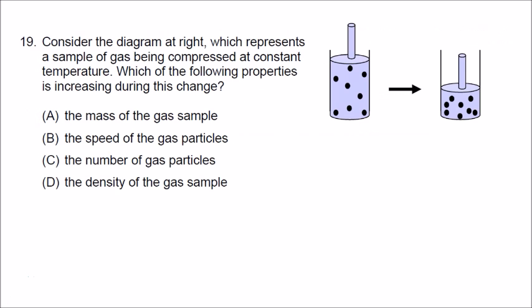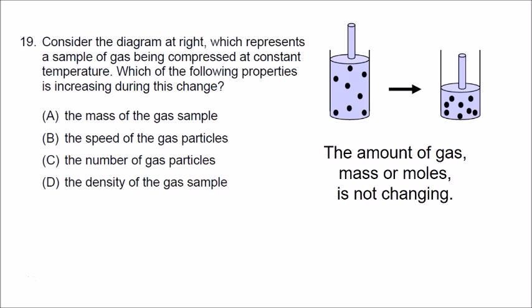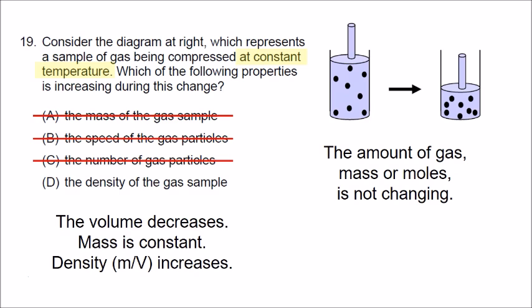Number 19. We are compressing a gas at constant temperature. So therefore, what's not changing would be the amount of gas because we're merely compressing it. We're not causing the gas to leak out of the container. And since the amount of gas, either mass or moles, is not changing, we can eliminate choices A and C. Are the particles traveling faster? Well, we're still at constant temperature, so they're not traveling faster, but the density, mass divided by volume, would increase. We have the same mass in a smaller volume. So density increases. The correct answer is D.